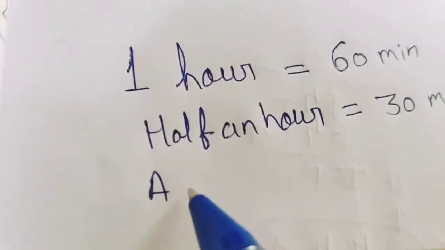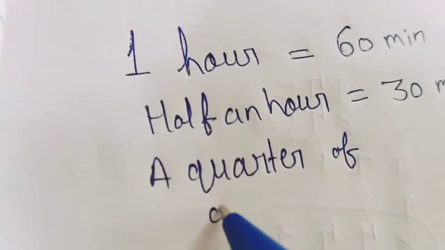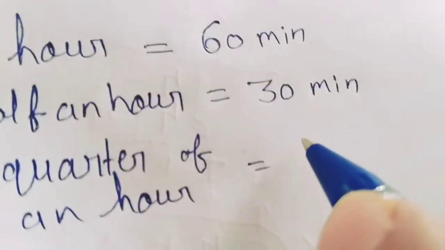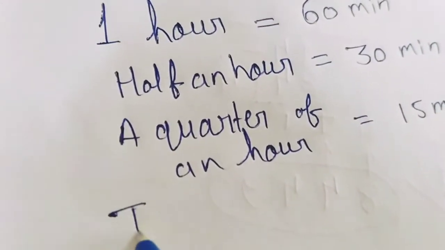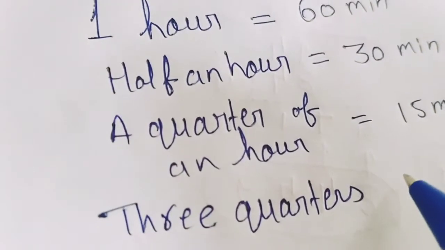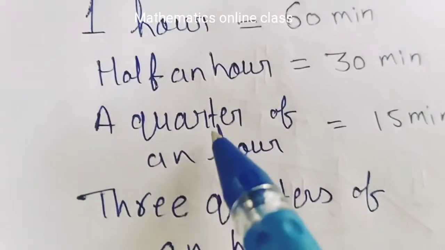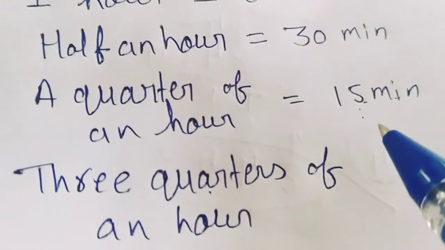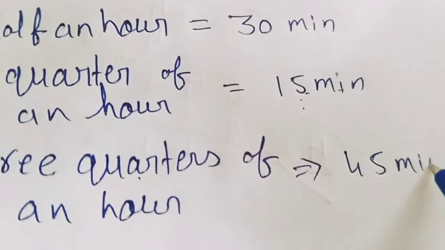Then a quarter of an hour means 15 minutes, and 3/4 of an hour means 1/4 means 15 minutes, and 3/4 means 15 plus 15 plus 15, means 15 into 3, that is 45 minutes.